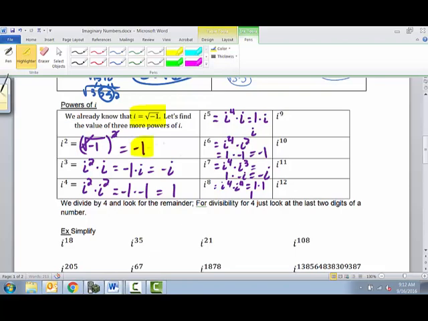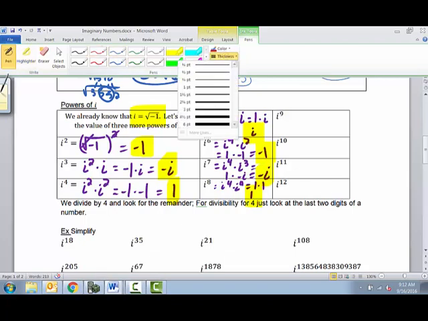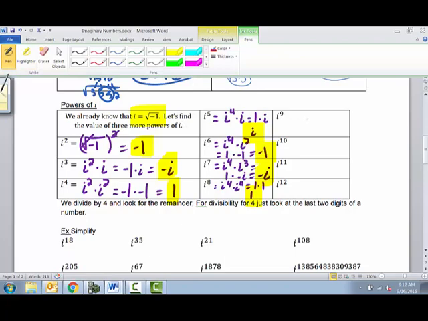Now look at our pattern. i, negative 1, negative i, 1. i, negative 1, negative i, 1. So the pattern just keeps going. So i to the 9th would be back to 1. Oops, not 1, i. i to the 10th would be negative 1. i to the 11th would be negative i. i to the 12th would be 1, and it repeats.